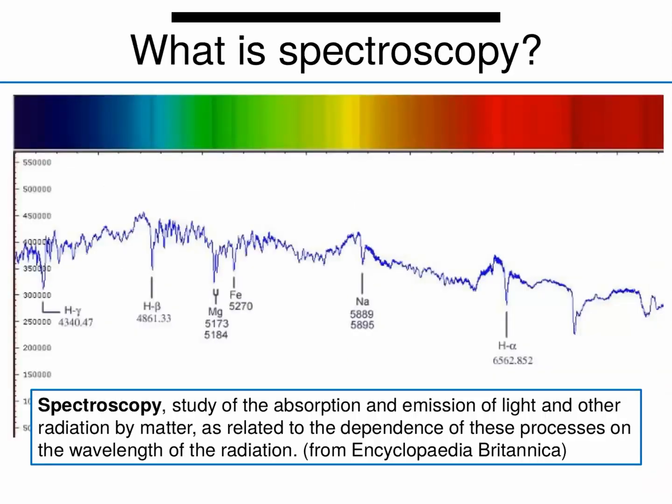So what is actually spectroscopy? If you look at the Encyclopedia Britannica, it writes: spectroscopy, study of the absorption and emission of light and other radiation by matter as related to the dependence of these processes on the wavelength of radiation.